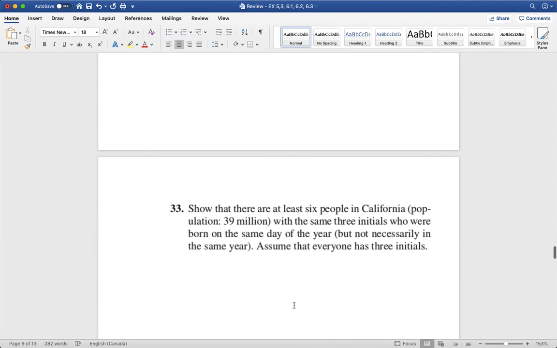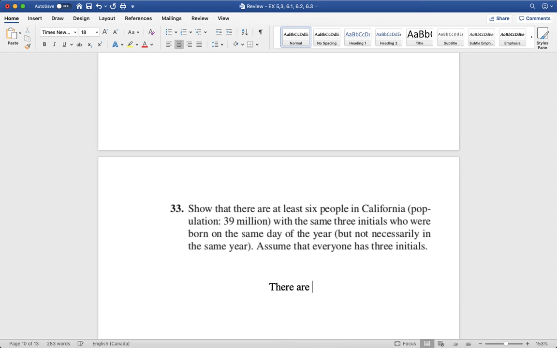Continuing, question number 23. Show that there are at least 6 people in California, population 39 million, with the same 3 initials who were born on the same day of the year but not necessarily in the same year. Assume that everyone has 3 initials. Okay, so now that we know that everyone has 3 initials, how many possibilities are there?